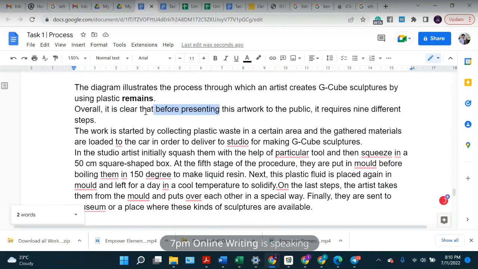So usually the artist is the person who's presenting it. So we should start with the artist. But then you need to fix everything else, right? Yeah. If you want to stick to it, it requires 9 different steps. Then you need to change this part. Correct. Yeah. So it's clear that.